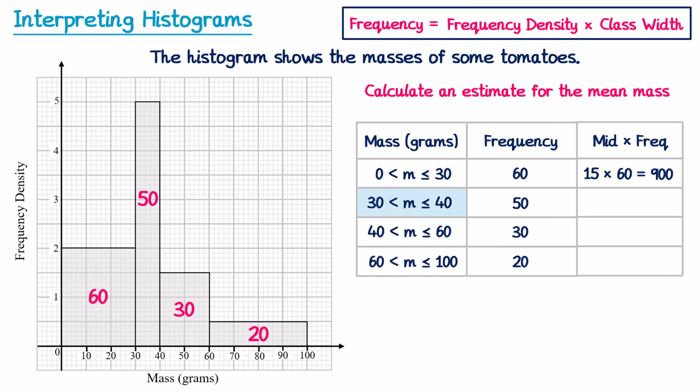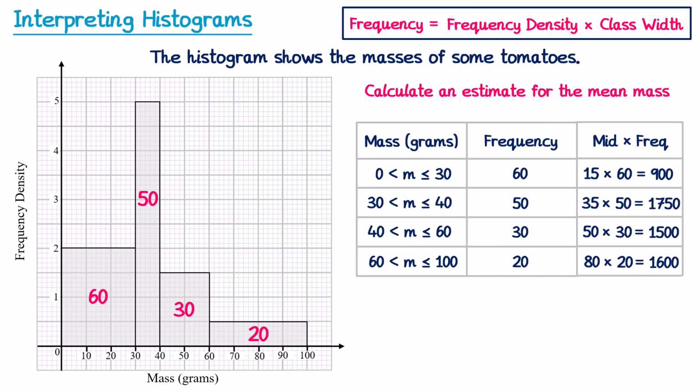For the next group, it goes from 30 to 40, the midpoint is 35, and the frequency is 50, so 35 times 50, and this is 1750. The next group goes from 40 to 60, the midpoint of that is just 50, and the frequency is 30, so 50 times 30 is 1500. And for the final group, this one's from 60 to 100, the midpoint of that group is 80, so 80 multiplied by its frequency of 20 gives you this number here, 1600.